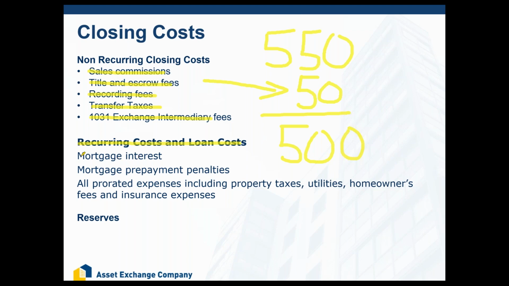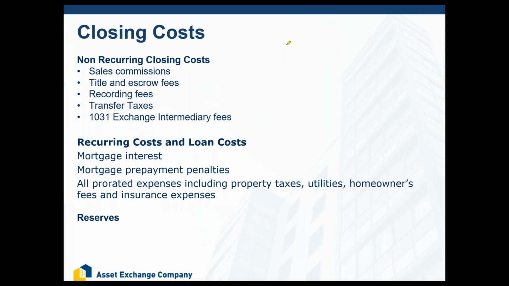So, what is related to the loan? Well, your mortgage interest, prepayment penalties, any prorated expenses like property taxes, utilities, homeowners. These things you cannot use to calculate your net sale price. And let me tell you why that's a big deal.